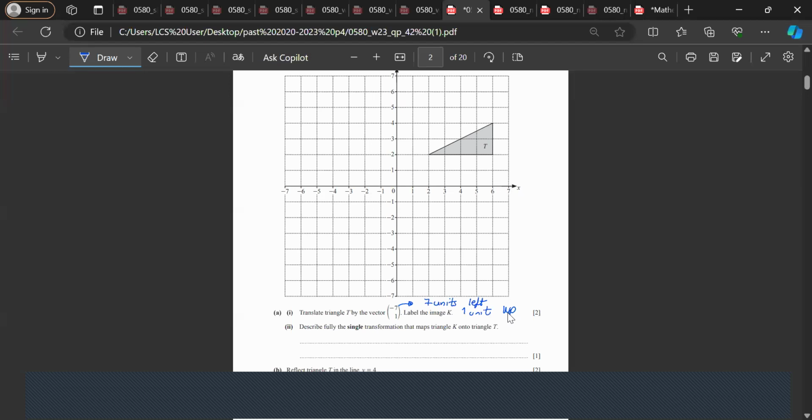Any problem in that? Do not get confused between rise over run and the translation. In rise over run, you do the vertical and then the horizontal. But in the translation, you do the horizontal, then the vertical. So it is 7 units left and 1 unit up. I will take each point of this and go 7 left, 1 up. This one, 7 left, 1 up. Then this one, 7 left, 1 up.